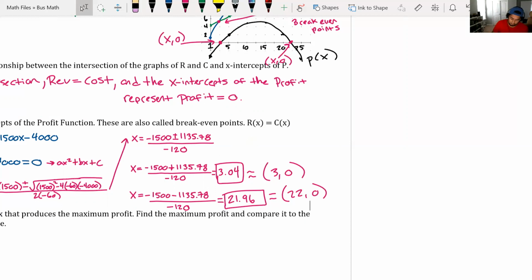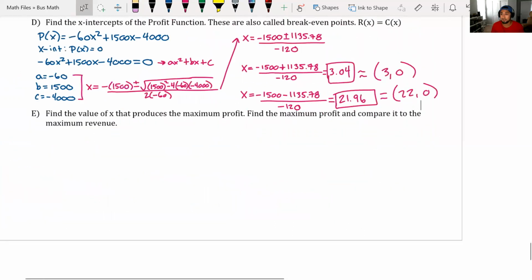Okay. Last one. Okay. Find the value of X that produces the maximum profit, and then find the maximum profit and compare it to the maximum revenue. Oof. So this means we need to find the vertex for the profit function, and we need to find the vertex for the revenue function. And we're going to use that lovely little vertex formula. So that's all this problem says, is find the vertex and compare for the profit and the revenue.